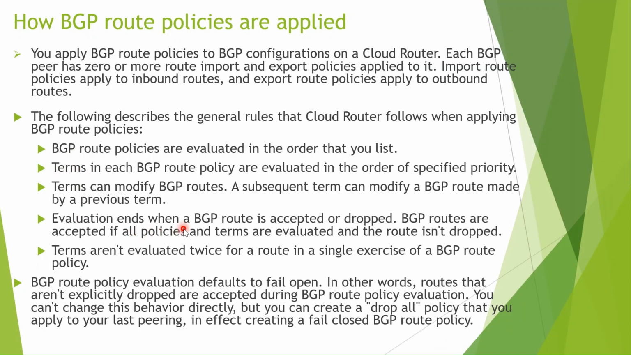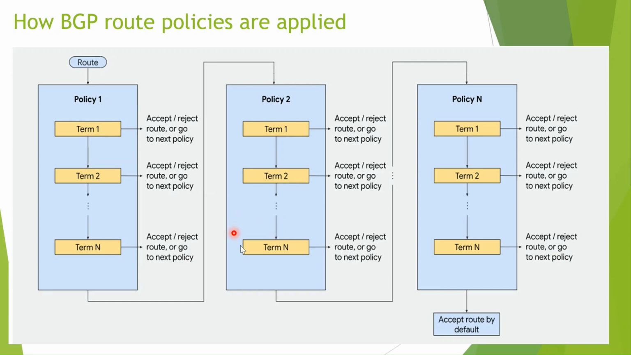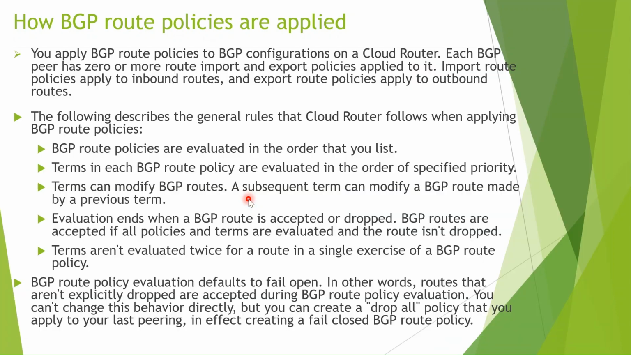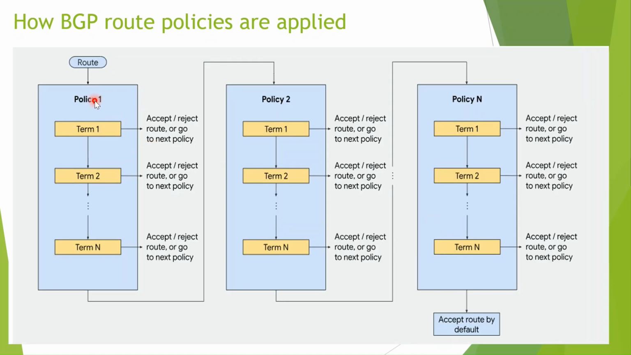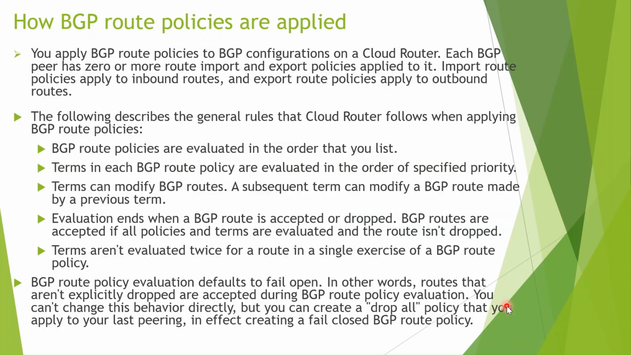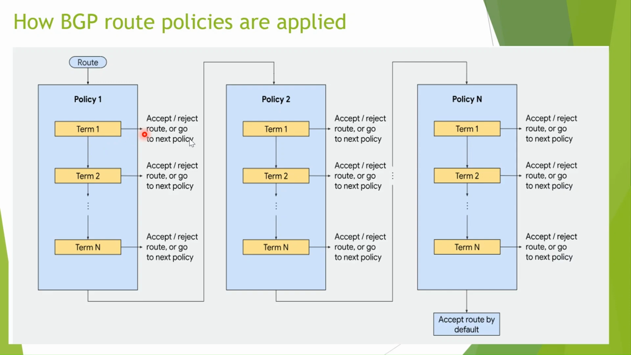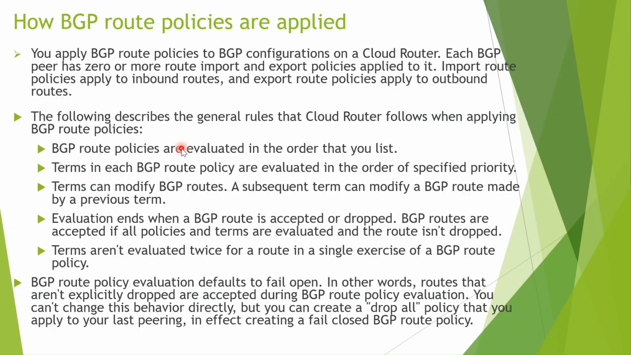You have to do testing first, don't start on production. And evaluation will end when a BGP route is accepted or dropped. So basically, if it is accepted or rejected, evaluation will end there only. And BGP routes are accepted if all policies and terms are evaluated and the route is not dropped. Suppose there is no policy, you have a route, it will go through this term, this term, this term, and at the end it will be accepted by default. If there is no drop or reject, it will basically be accepted only.